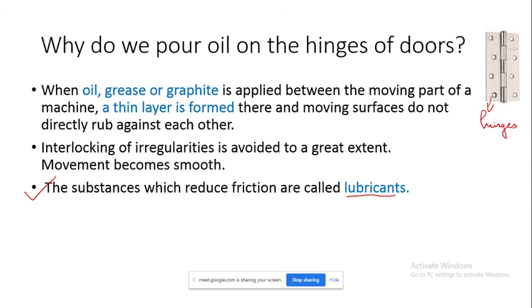Ma'am, then soil also a lubricant, ma'am. Soil becomes a lubricant when you are applying it in that way. Ma'am, then powder. Yeah, powder is there, and soil should be powdery. No, soil won't become a lubricant. Can you tell me any occasion where you are using soil? In kabaddi, ma'am.